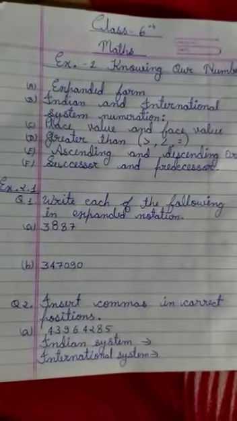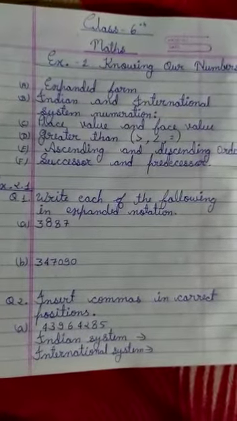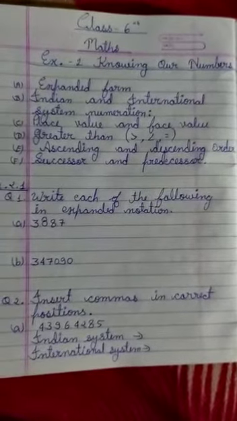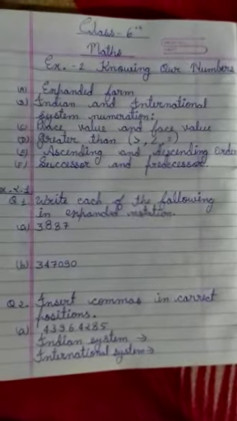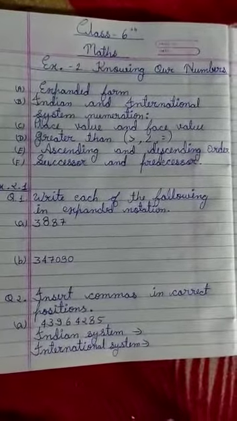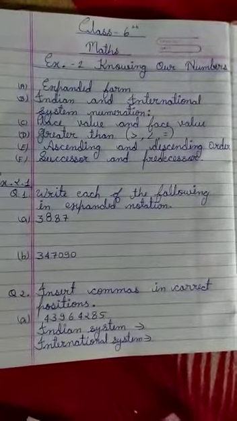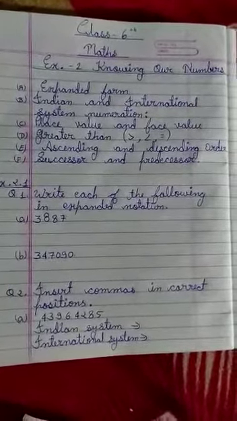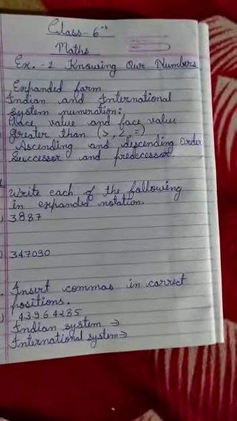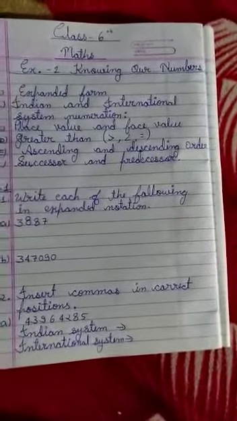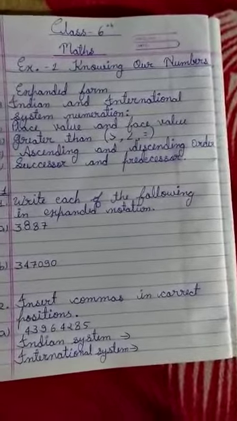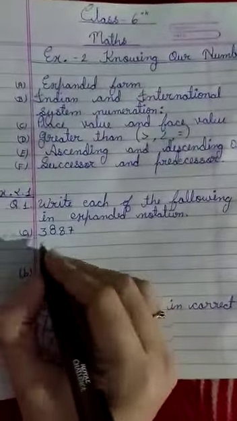In your exercise 2.1 we have the first question: write each of the following in expanded form. In this question we have to write a number in expanded form. In expanded form we write numbers as the sum of the values of the digits. So we do our first question.